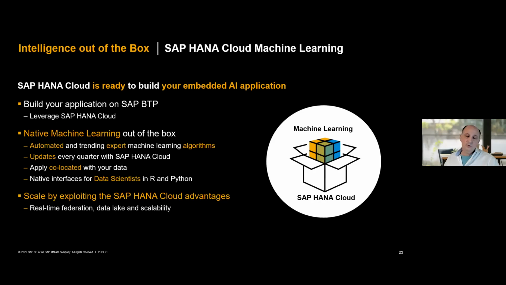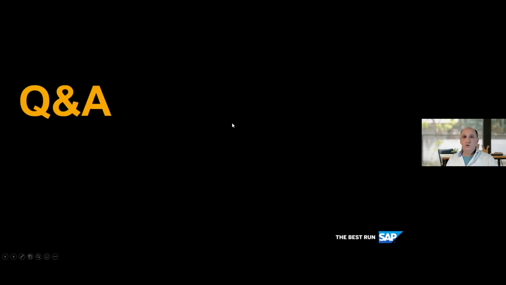HANA Cloud, I hope you could see that, is ready to enrich your application with embedded AI capabilities. If it's a BTP application running on HANA Cloud, everything is available out of the box, different flavors of algorithm. You are on the fast track for getting all the updates with HANA Cloud, as well as enhancements to the interfaces for the expert data scientists in R and Python as well. And certainly you can leverage the scaling and elasticity capabilities and all the other advantages of HANA Cloud machine learning out of the box. And with that, let's go into the Q&A.